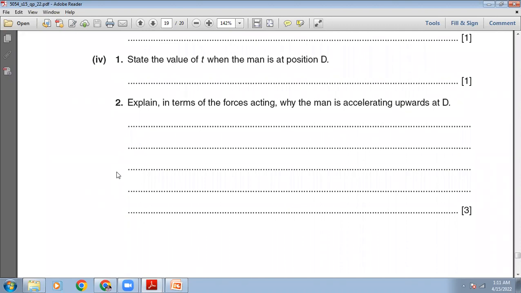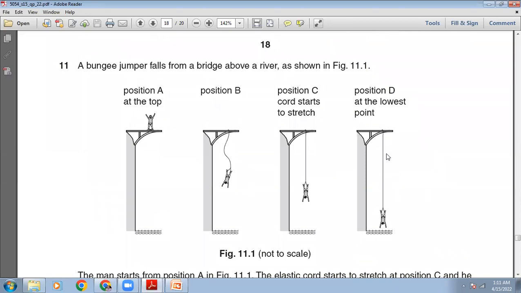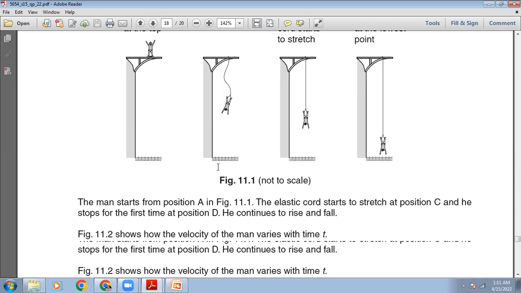Then their question is, explain in terms of the forces acting why the man is accelerating upwards at the D. You see, at the position D, the cord is fully stretched, and now there is restoring force in that cord, and that force will bring that body upward. That force has become greater than its weight. Weight is acting downward, so there is an upward resultant force, and under the influence of that resultant force, the body will go in the upward direction.